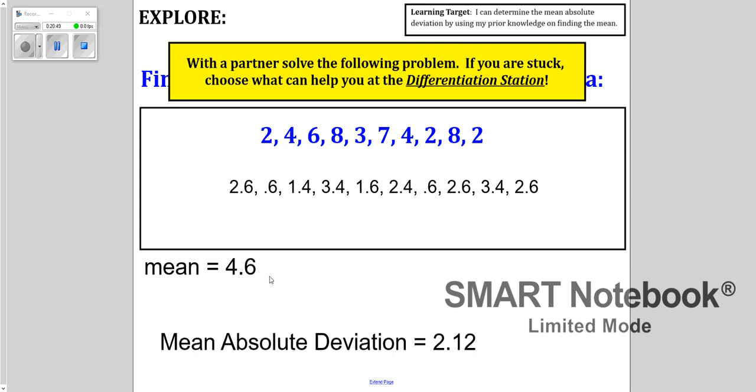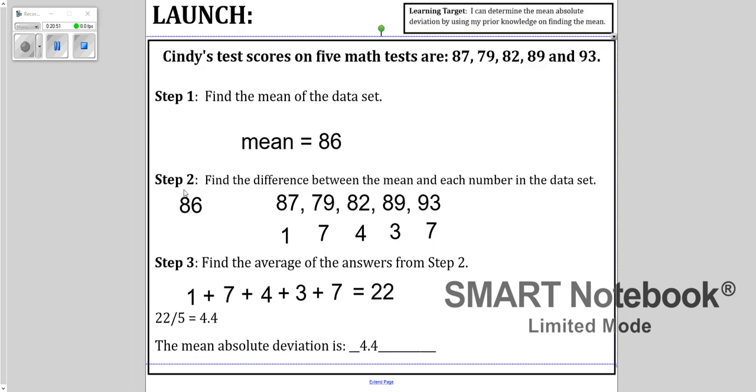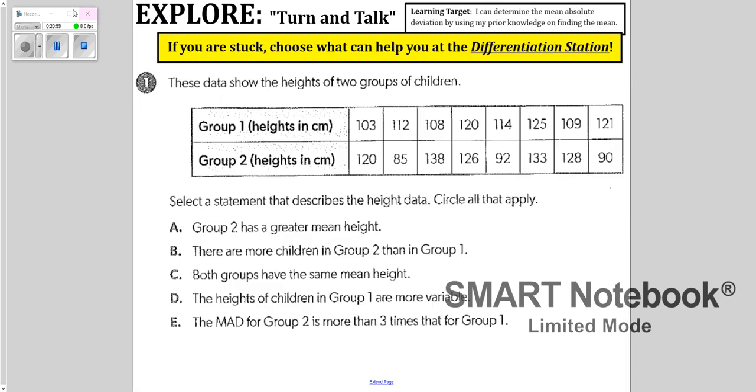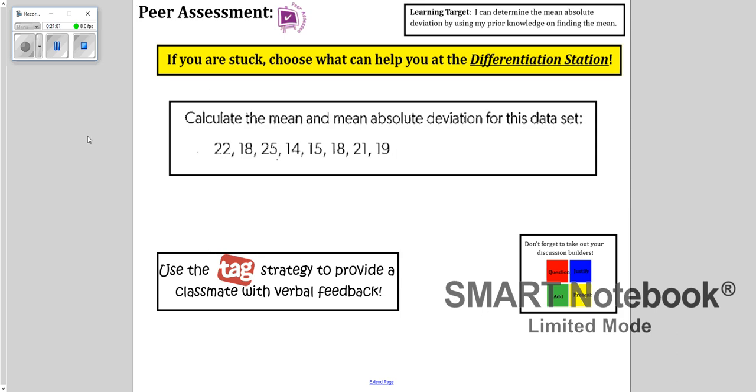So those are the 3 steps. Step 1, find the mean. Step 2, find how far each number is from the mean. And step 3, find the average of those numbers. All right, so I skipped the last question. Do this one and pause it. When you unpause it, the answers will be up.